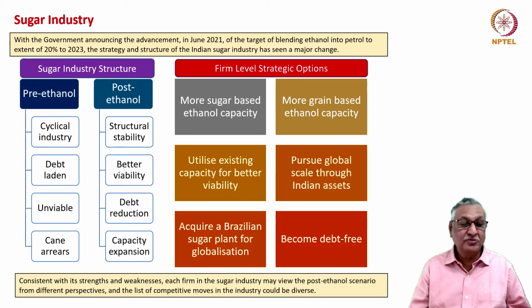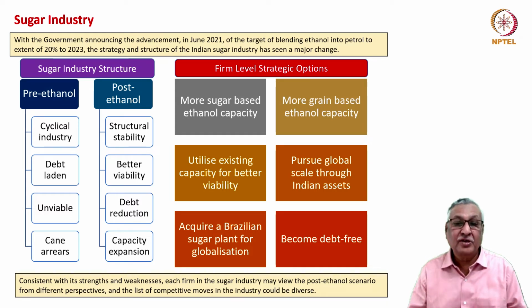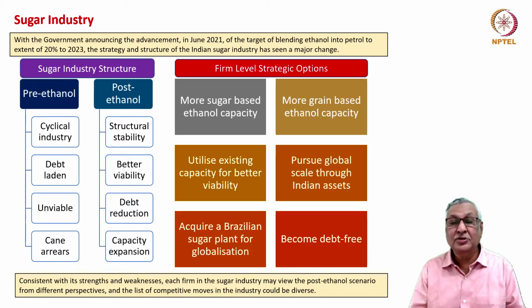Cane arrears to the farmers will be wiped out, and instead with capacity expansion taking place in the industry. So what are the firm level strategic options that are available? All firms may adopt sugar-based ethanol capacity, but it may be noted that not all companies will have the same capability to generate ethanol from sugar, because that also requires certain kind of infrastructure. Some companies such as Renuka Sugar, Triveni Engineering, Dhampur, Balrampur Chini, Dwarkesh, they are reported to have established the capability to drive more ethanol out of their operations.